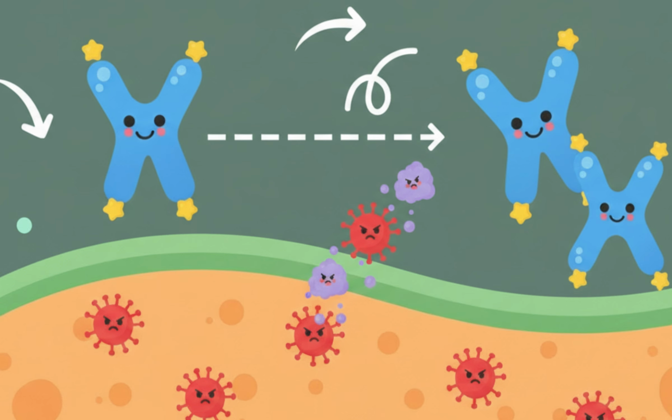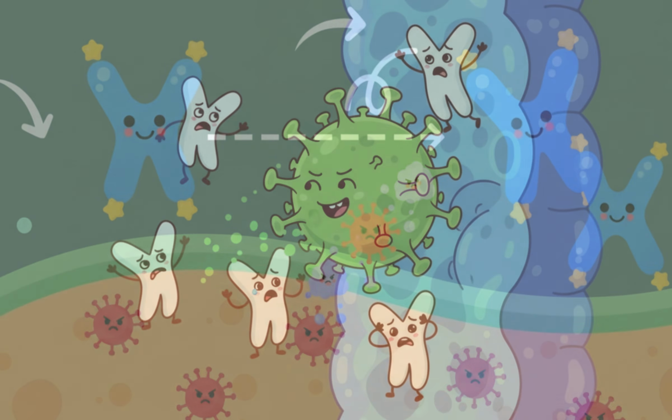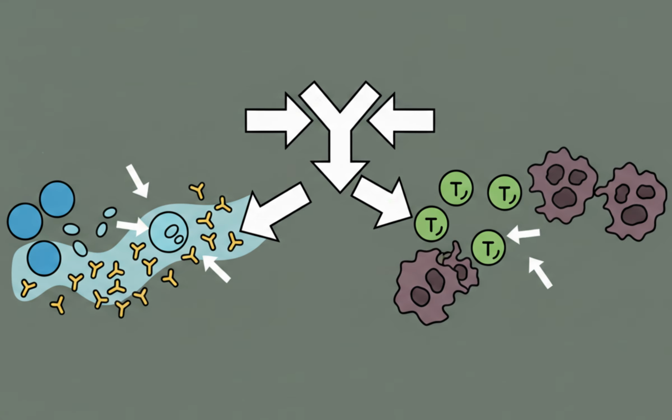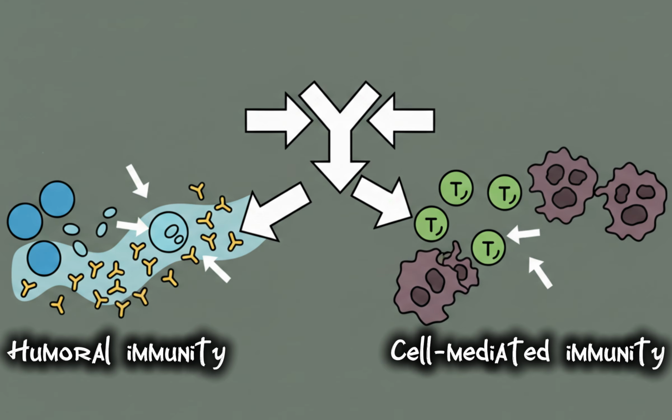However, antibodies function only outside cells. Once a virus enters a cell, antibodies cannot reach it. At this point, the immune system needs another pathway: humoral immunity and cell-mediated immunity.